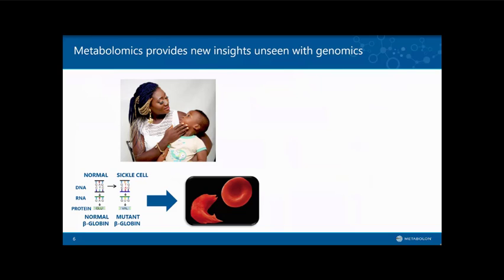Now I'd like to provide an example of why we feel metabolomics provides unparalleled insights that are unseen with genomics. This is an example of sickle cell anemia, which is still a highly prevalent disease today. For example, in Nigeria alone, 150,000 children are affected with this on a yearly basis, and over 15,000 patients die worldwide as a result of this disease. And this is despite the molecular basis of this disease having been known for over 60 years.